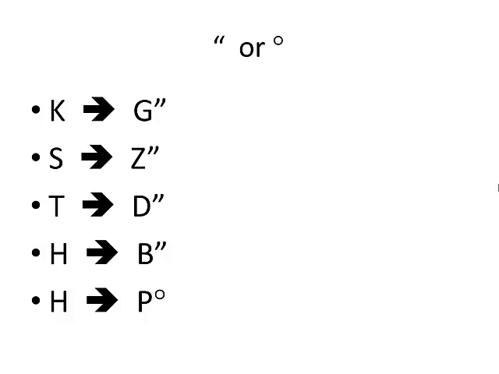K's go to G's, S's go to Z's, T's to D's, H's to B's, and H's will also go to a P sound with a little circle. So it's only really the H line, if you put a little circle on it, that'll go to a P sound. But the rest is fairly simple. You can learn that, come up with a little rap song, I don't know what you'd like: K to the G's, S to Z's, T to D's, H to B's, H to P's.